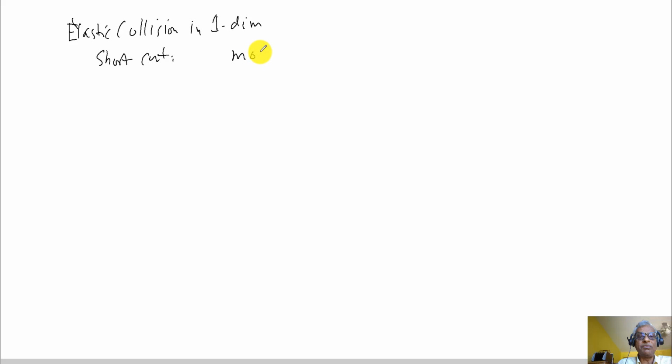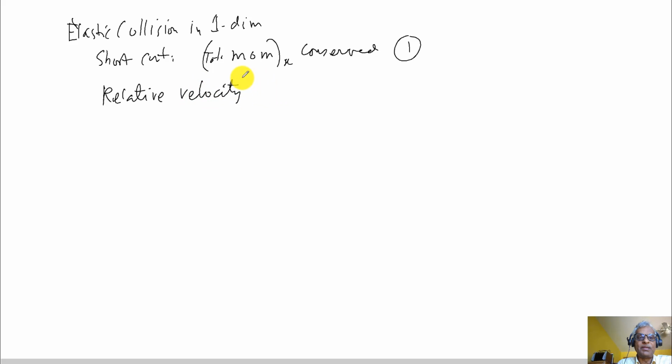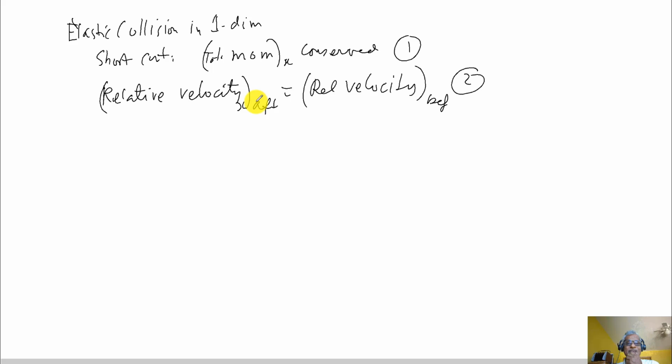So you have momentum conservation, total momentum in x conserved. So that's one equation, and relative velocity after equals relative velocity before, all along the x direction. So this does not lead to a quadratic equation.